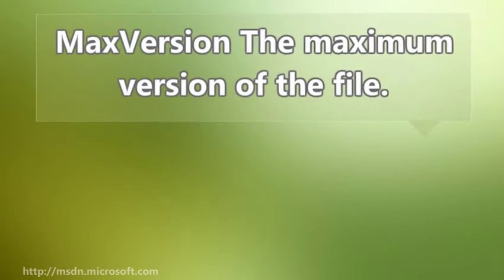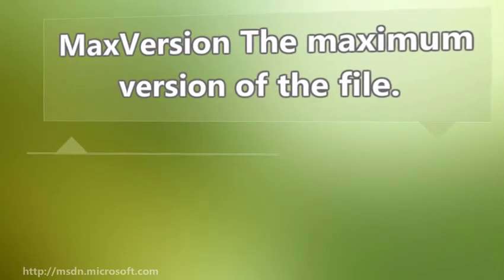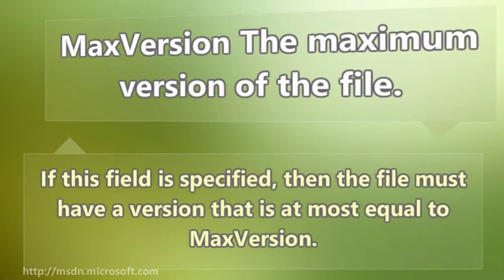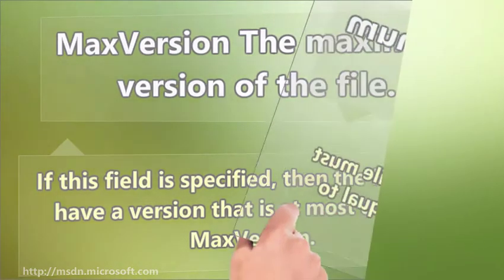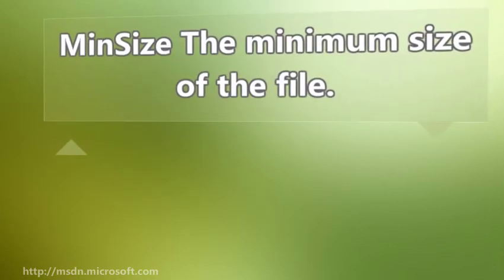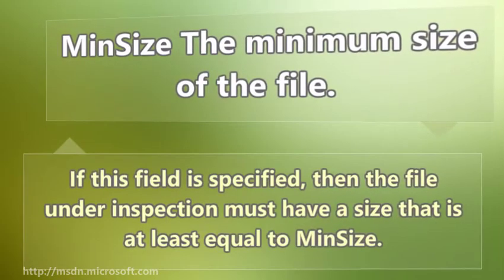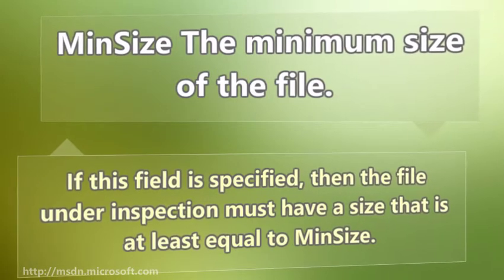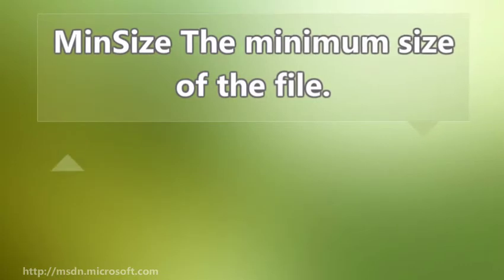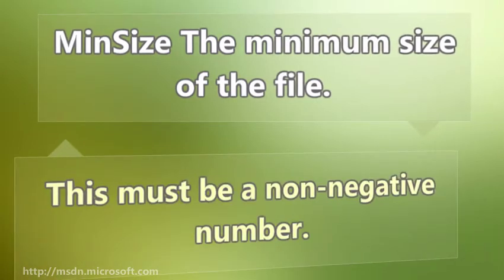Max version: the maximum version of the file. If this field is specified, then the file must have a version that is at most equal to max version. Min size: the minimum size of the file. If this field is specified, then the file under inspection must have a size that is at least equal to min size. This must be a non-negative number.